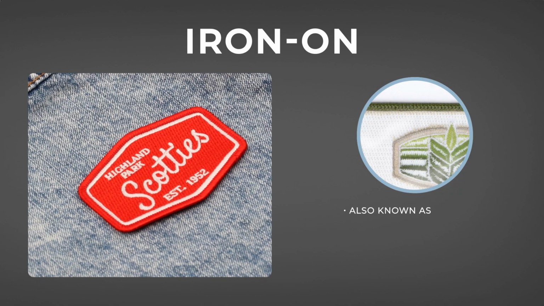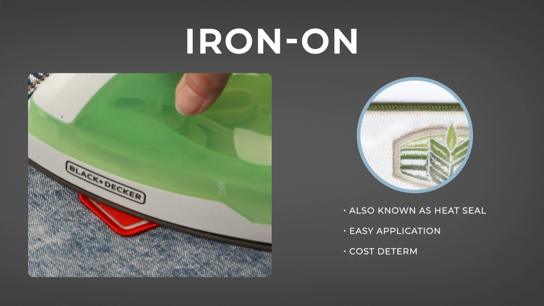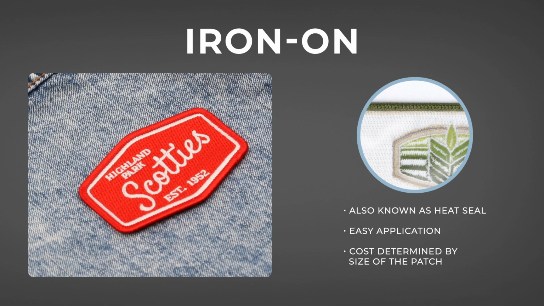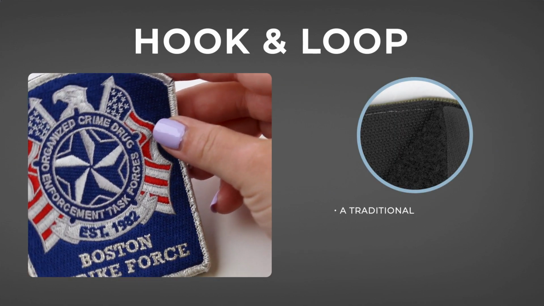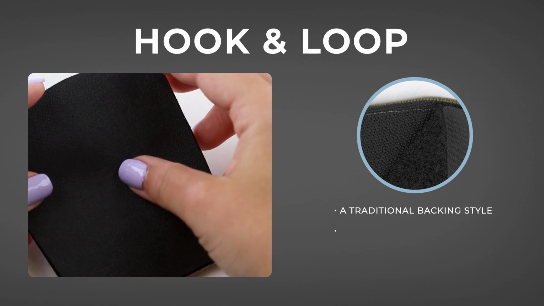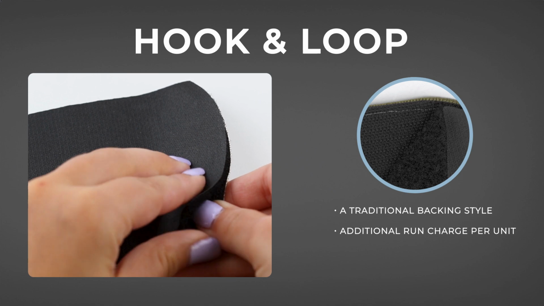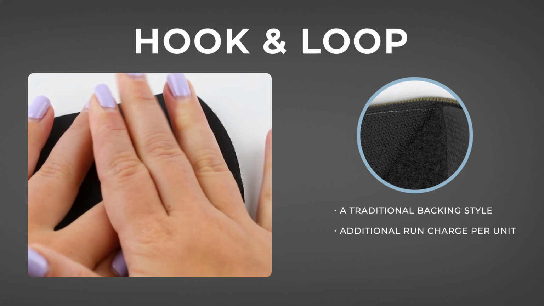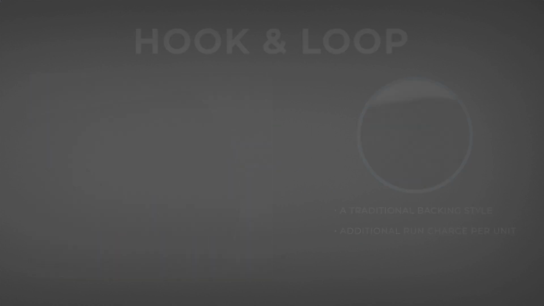Iron-on, also known as heat seal backing, is often used due to ease of application, and it can be sewn on for a long-lasting application. Another popular choice is hook and loop backing. The loop is sewn onto the desired fabric and the hook is sewn onto the patch. A traditional backing style used by the military, police, and other civil servants.